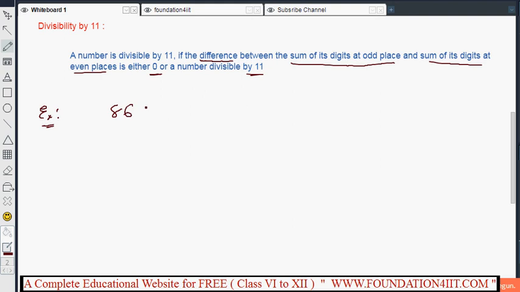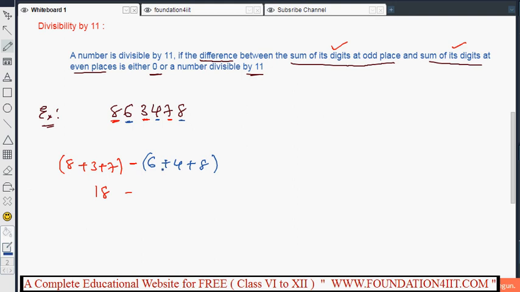8, 6, 3, 4, 7, 8. Now this is the number 8,63,478. The digits 8, 3, 7 are the odd place digits, right? And 6, 4, 8 are the even place digits. So 6 plus 4 plus 8, and the odd places are 8 plus 3 plus 7. Now the difference between the sum of its odd places and the sum of its even places: 6 plus 4 plus 8 is 18, and this addition is also 18. So 18 minus 18 is 0. Now either 0 or a multiple of 11, so this number is divisible by 11.